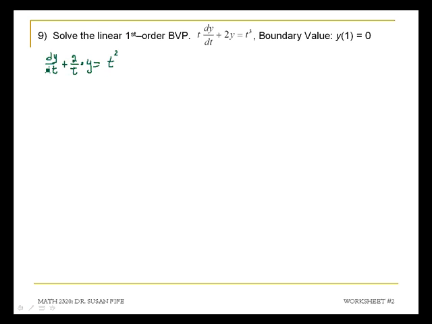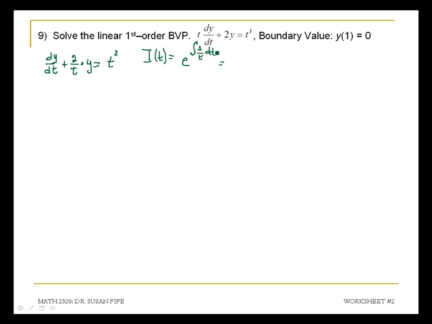Okay, so I have my derivative term plus a function of t multiplied by y is equal to another function of t. This is linear form. I can find my integrating factor. In this case, my integrating factor is going to be a function of t, and it's going to be in the form of e raised to the integral of 2 over t. We're integrating with respect to t.